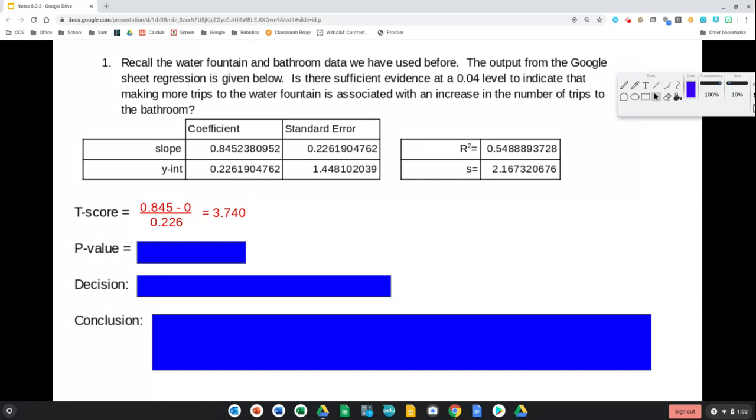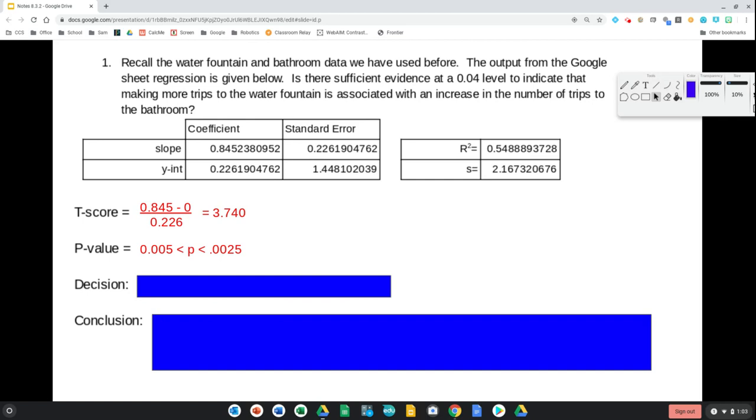So we need to find the p-value that goes along with that. So remember, we've got 7 degrees of freedom. We've got a t-score of 3.74. So look at your chart. What range will your p-value fall in? Okay, so we're going to find that our p-value falls between 0.005 and 0.0025.